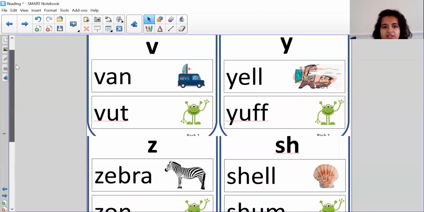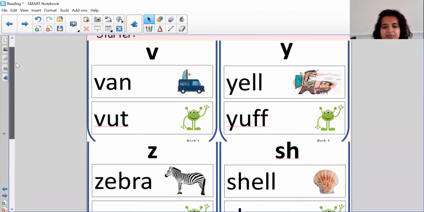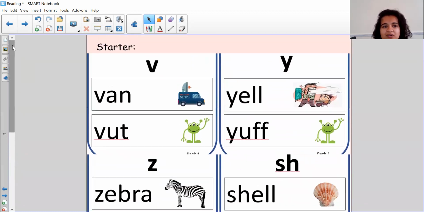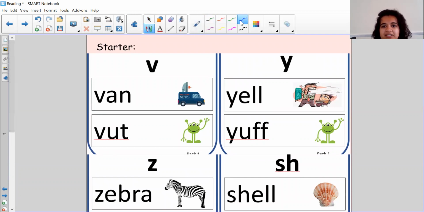Okay, so those are your words that you should be reading. That's 4, 8, 12 words. Take some time, see how long you take to read it. Make sure you're using your sounds. And if you're ready to do them together now, we can do them together. So the first word is v, a, n, van. Y, a, yell. Okay, the picture should be able to help you as well. And some alien words, v, a, t, vat, y, a, f, yaf.